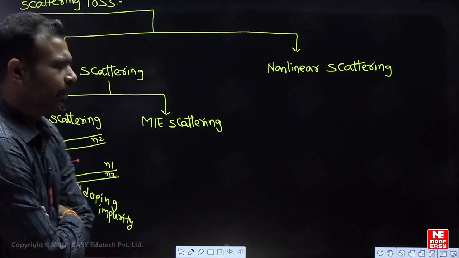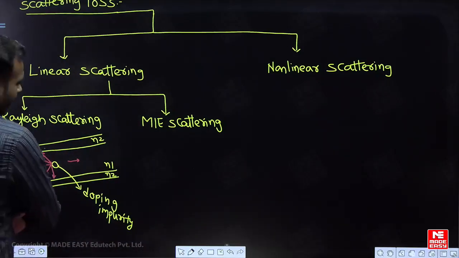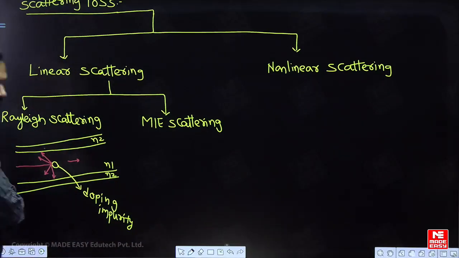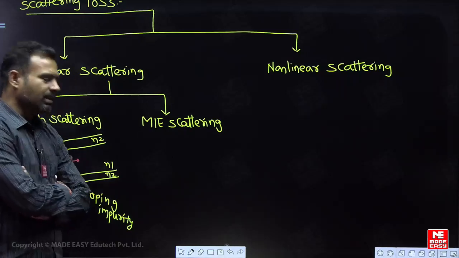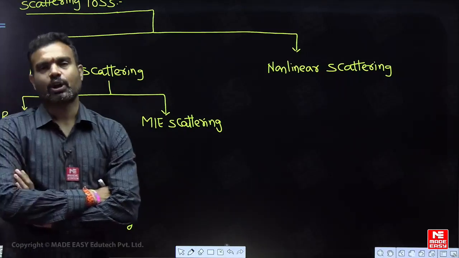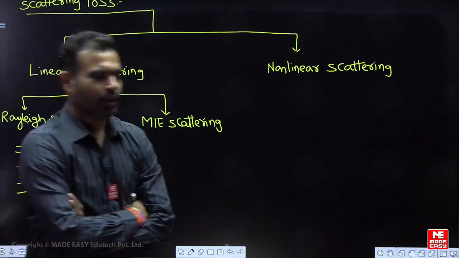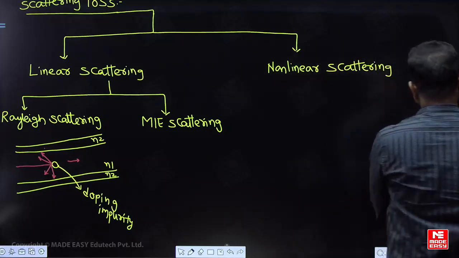So the next important one is Mie scattering. Please concentrate. First I will explain the reason, then I will explain the concept of how Mie scattering occurs. Look at the diagram carefully.